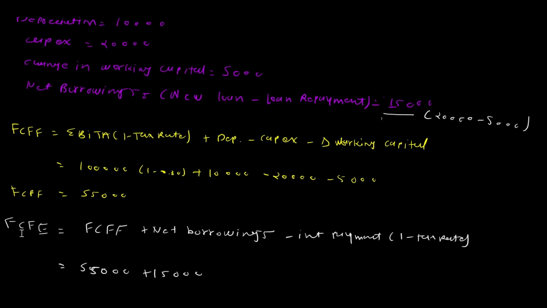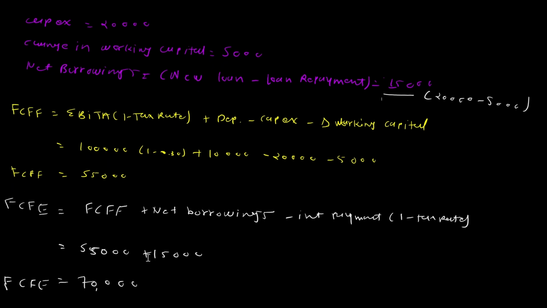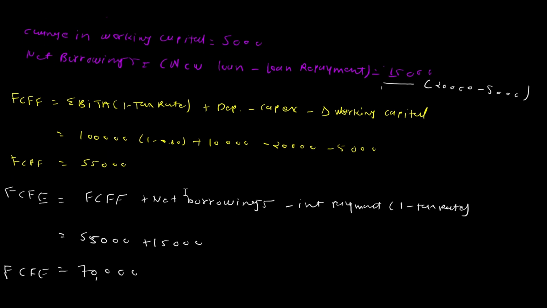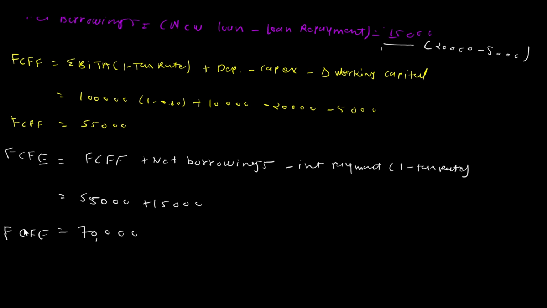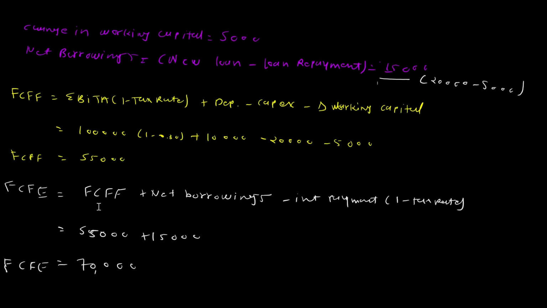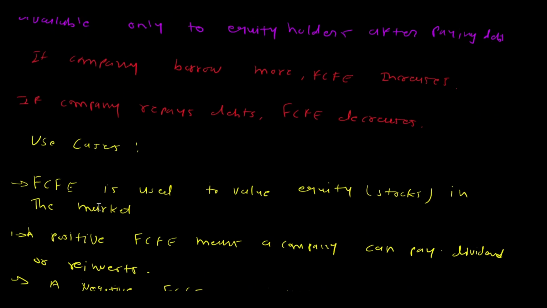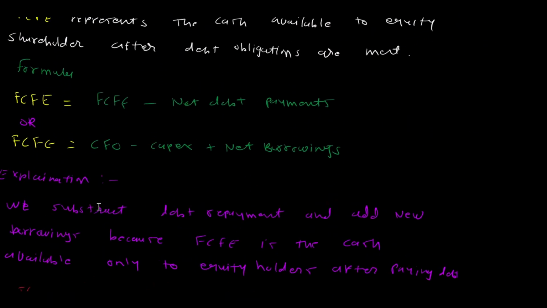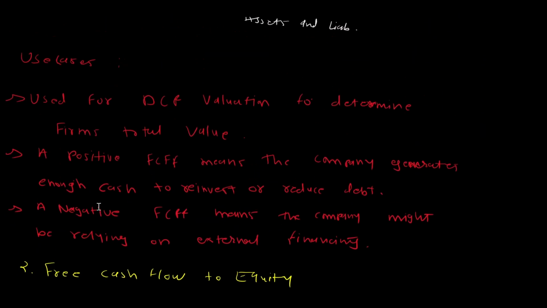Then the FCFE is FCFF plus net borrowings minus interest payment times (1 minus tax rate). So 55,000 plus 15,000, my net borrowings. I have not paid any interest, so 55 plus 15 is 70,000, which is the FCFE. So that's it. This is the basic understanding, and we conclude the cash flow statement explanation.